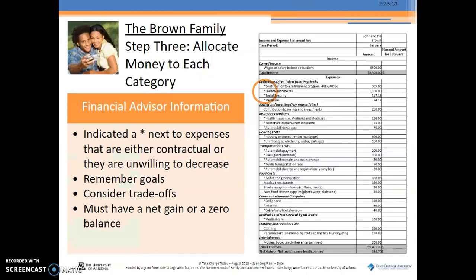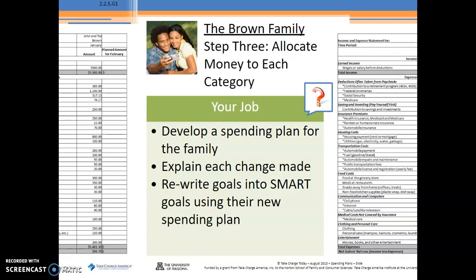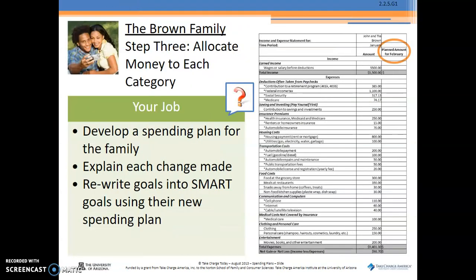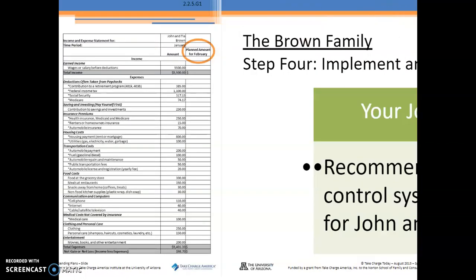Waiting for the slide to advance here. Step number 3, allocate money to each category. So help them out so that they know what they need to allocate towards each category to meet their financial needs. And then step number 3, allocate money to each category based off of the planned amount for the next upcoming month. Again, keeping in mind what their financial goals are so that they can meet them.